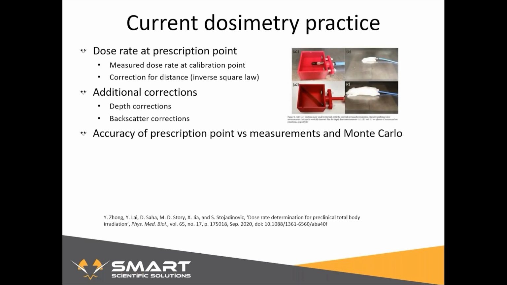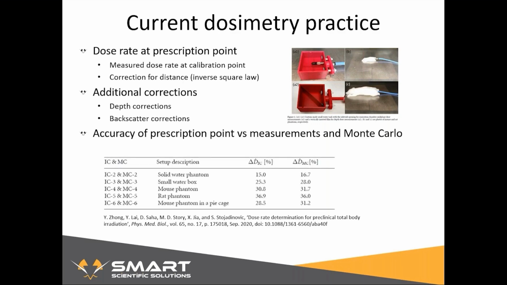There's a paper by Zhong from 2020 that looks at the accuracy of this prescription point method versus measurements and Monte Carlo. So they themselves applied all these corrections to a prescription point and then did ion chamber measurements and Monte Carlo simulations on different geometries: solid water blocks, a small water phantom, a mouse phantom, a rat phantom, and then a mouse in a pie cage. What we can see here is that there's a very large deviation of 15 to 37% for the different geometries, but between the measurement and the Monte Carlo simulations, agreement is within a few percent.